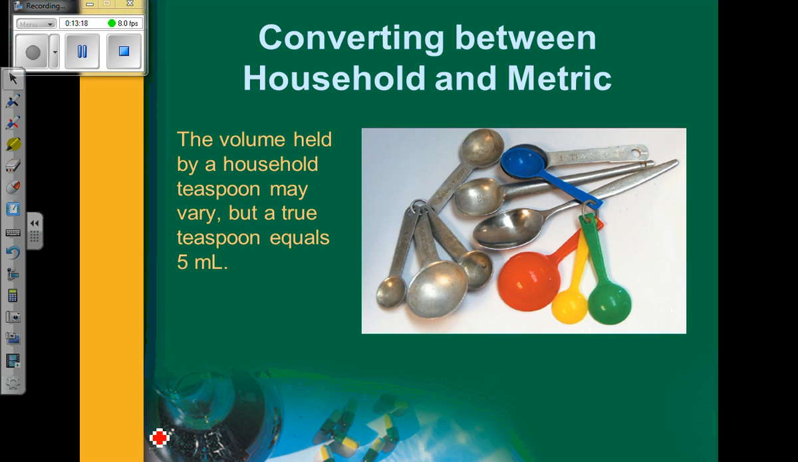The volume held by a household teaspoon may vary, but a true teaspoon equals 5 milliliters. That's why in the pharmacy, especially the community pharmacy, if a doctor writes a prescription for 1 teaspoon for a patient to give, we will give them an equivalence. It could be in a dropper, a measuring spoon or a cup, but somewhere it will state 5 milliliters and 1 teaspoon both on there.